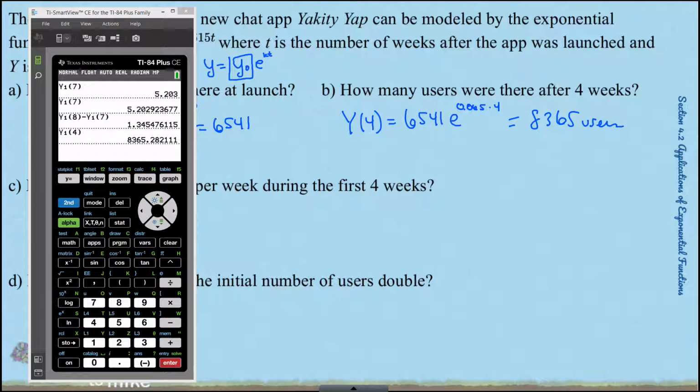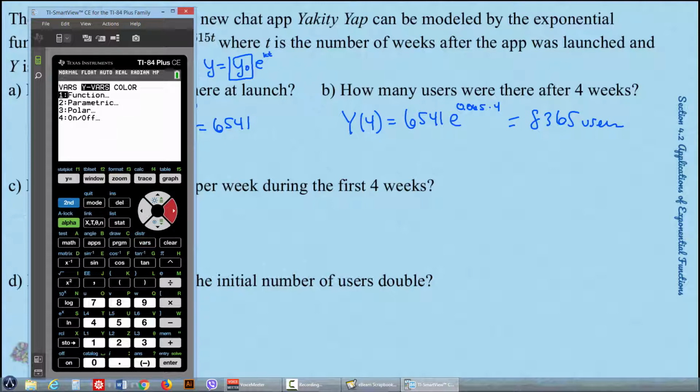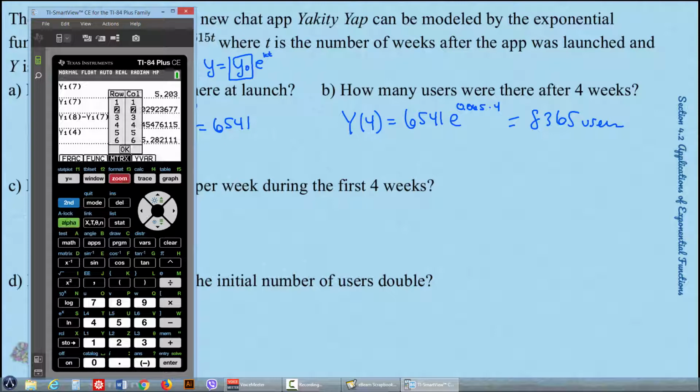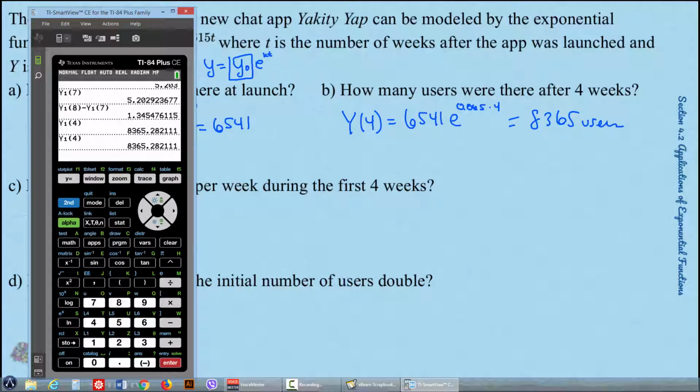That's one way we could have done y1. We could have done the other way in the previous video: vars, y vars, function y1. That's cool. Or there's a hidden menu on the newer calculators. If you go to alpha, I think it's zoom. Okay, I lied. If you went to alpha trace, you see all your y's there. So you can get your y that way as well. Your choice.